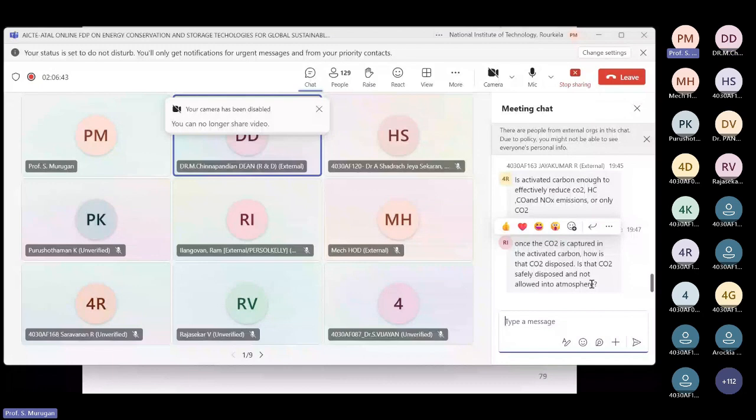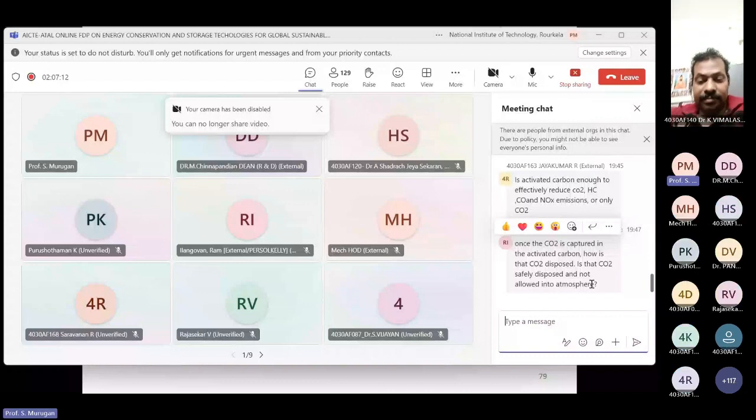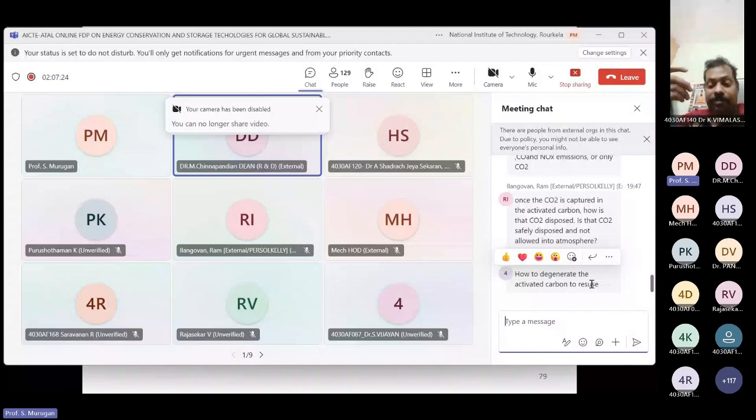Actually, cleaning is done. That is one way. Since it's experimental work, we removed that CO2 from the absorption chamber. Actually, activated carbon is there, no? After capturing the CO2, the activated carbon's weight will increase. A slight weight increase will be there. That is the indication.